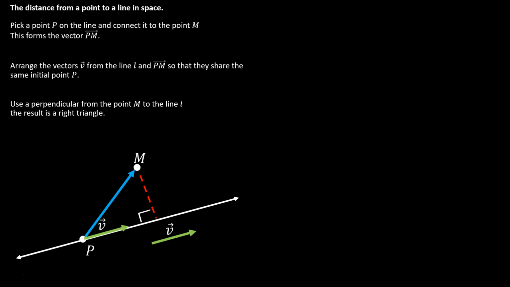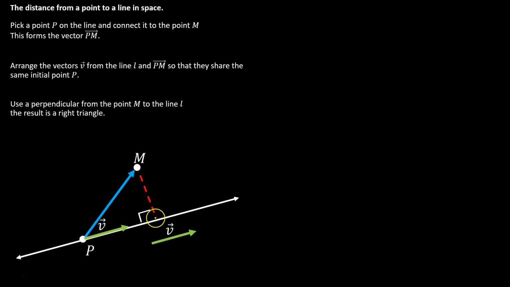Now that red line that we're looking for, the red dashed line, that is the actual path that we're trying to calculate the distance for. Notice that if I had picked different points for P on the line, maybe I had freedom to choose whatever I wanted. If I had picked this for P and then calculated the vector between P and M, the distance is still going to be the same, no matter which point I used.